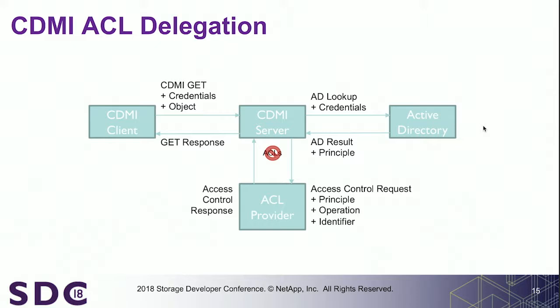So how does this look? Well, in our earlier model, you do the get credentials in the object. That goes to the server. It looks it up from Active Directory, gets back the principal. But instead of resolving the ACLs in the CDMI server itself, it delegates out to a provider that assumes that functionality. It sends the principal, the who, dslick, the operation, get, the identifier, myfile.txt. It can do whatever it wants.